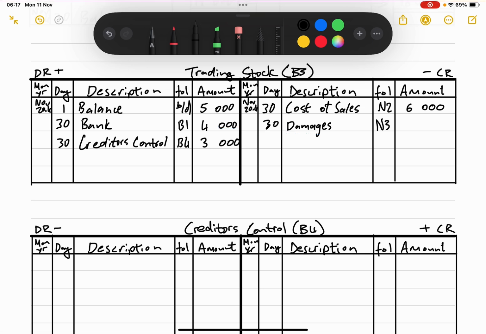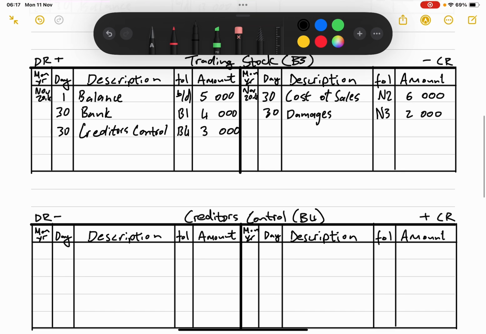Where you'll get damages is in a transaction. It will tell you that during the month, 2,000 rands worth of stock was damaged in a flood. Damages is just the default name, but some teachers might say damages to trading stock caused by flood, or damages by flood. They'll come up with 101 different names, but the procedure is still the same. Just call it damages, move on. Let's say 2,000 rands worth of stock got damaged. I hope I've not lost anyone by now.